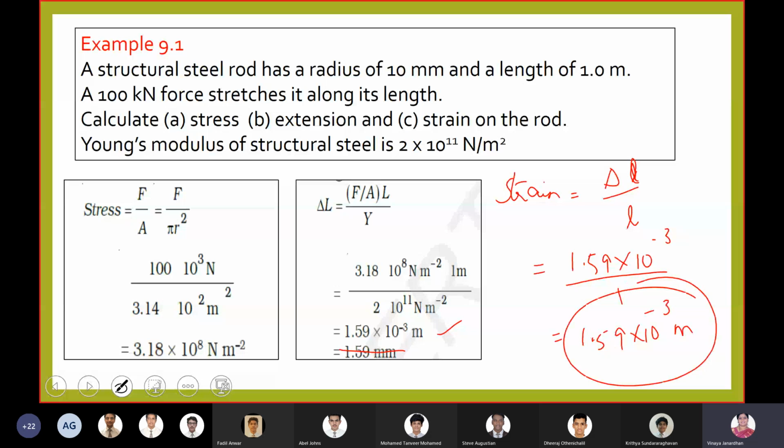Shall I go for the next numerical? I think by this week we can finish this chapter. It's well and good. So only December first week we'll have a go.